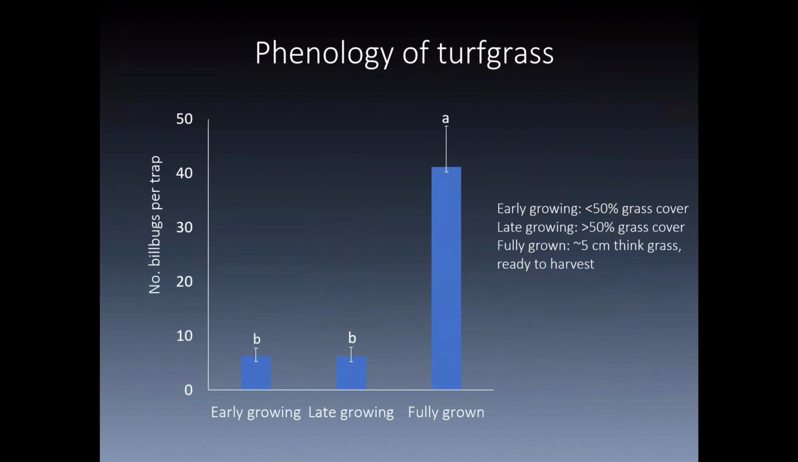If I combine everything, this is what we see. It's clearly more billbugs are found when the grass is fully grown. In the early growth stages, where less than 50% of the area is covered by greenness, you see a lot of brown areas. In those areas, we're not catching that many billbugs. They are there, but the numbers are very low. But numbers increase over time, and you will see high numbers in the fully grown situation.